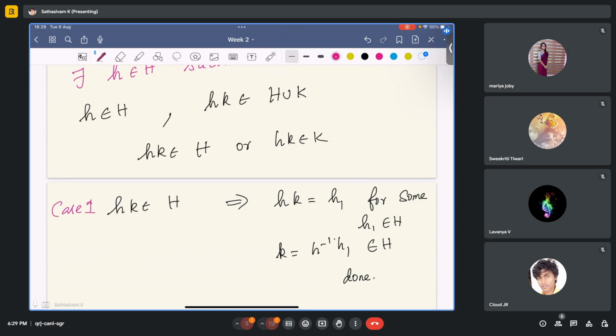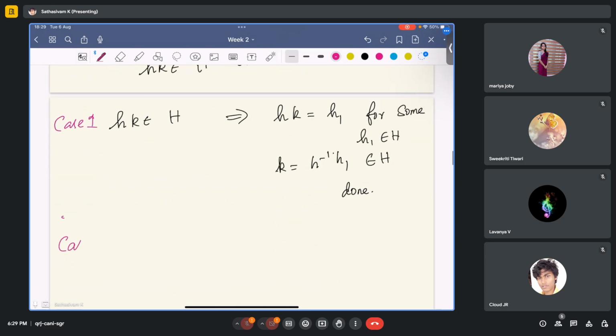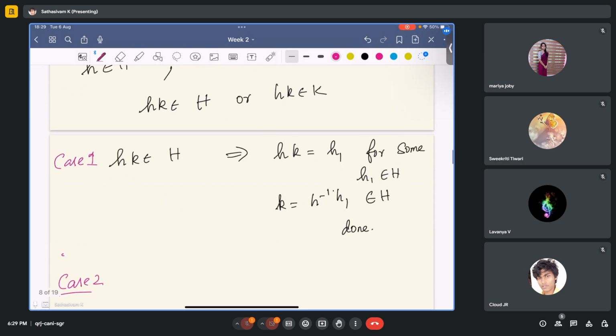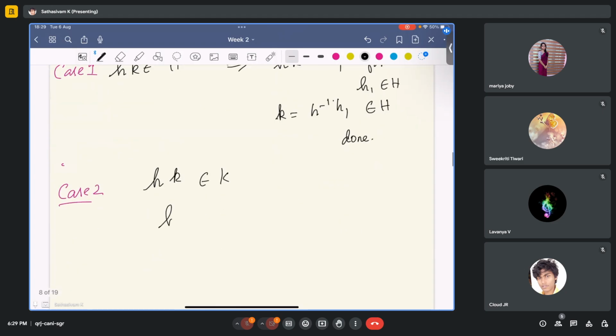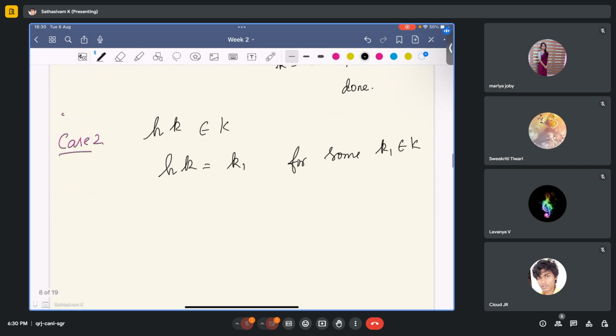Okay, so what is case 2? Case 2 is hk belongs to K. Suppose hk belongs to K, then what happens? hk is equal to k1 for some k1. Now you multiply by k inverse. So what you get is h equal to k1 k inverse. Here you see this belongs to K, this belongs to K, so this belongs to K.